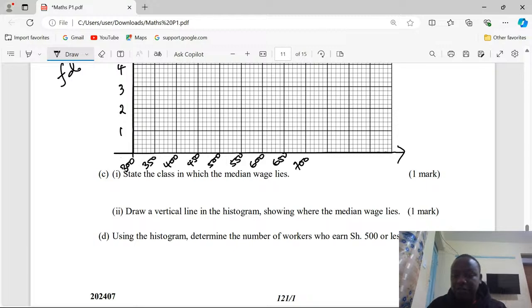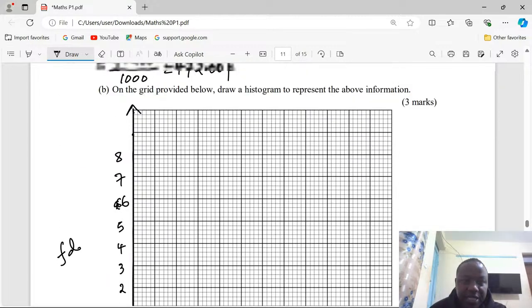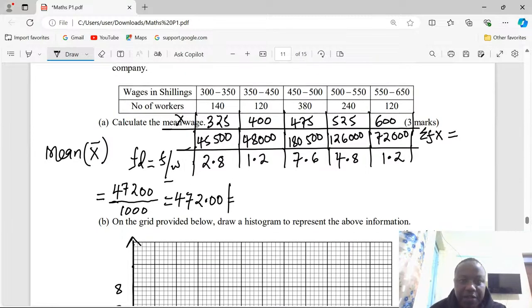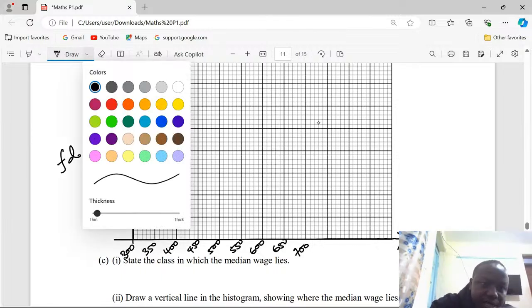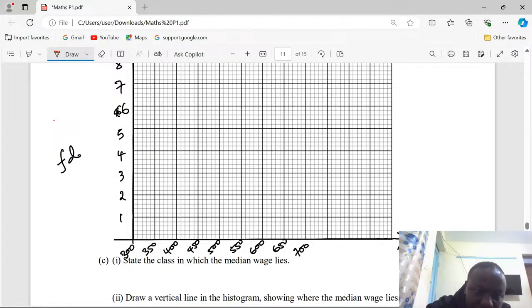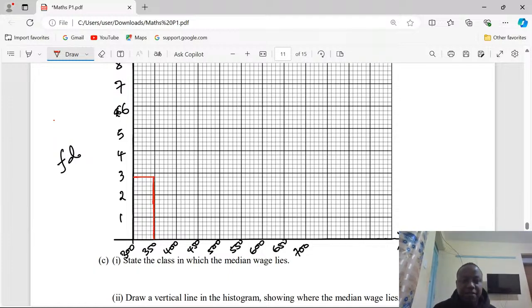With these intervals now, I'm going to have the first class between 300 and 350. Then the height is 2.8. So a height of 2.8 is going to be up to this point. We can draw a line like that. That is the first class.